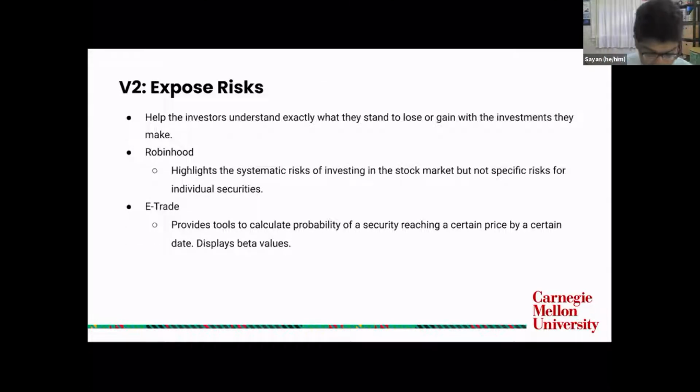First, V2, expose risks. Help investors understand exactly what they stand to lose or gain with the investments they make, including highlighting the probability of such wins or losses transpiring. In Robinhood, the app highlights the systematic risks associated with investing in the stock market, but it does not highlight the specific risks associated with investing in particular securities. So if you're buying a Tesla stock, you have no good sense of whether you can expect the single stock to go up or down. On E-Trade, it does provide tools for calculating the probability of a security reaching a certain point by a certain date, using mathematical and financial tools like implied volatility and beta values.